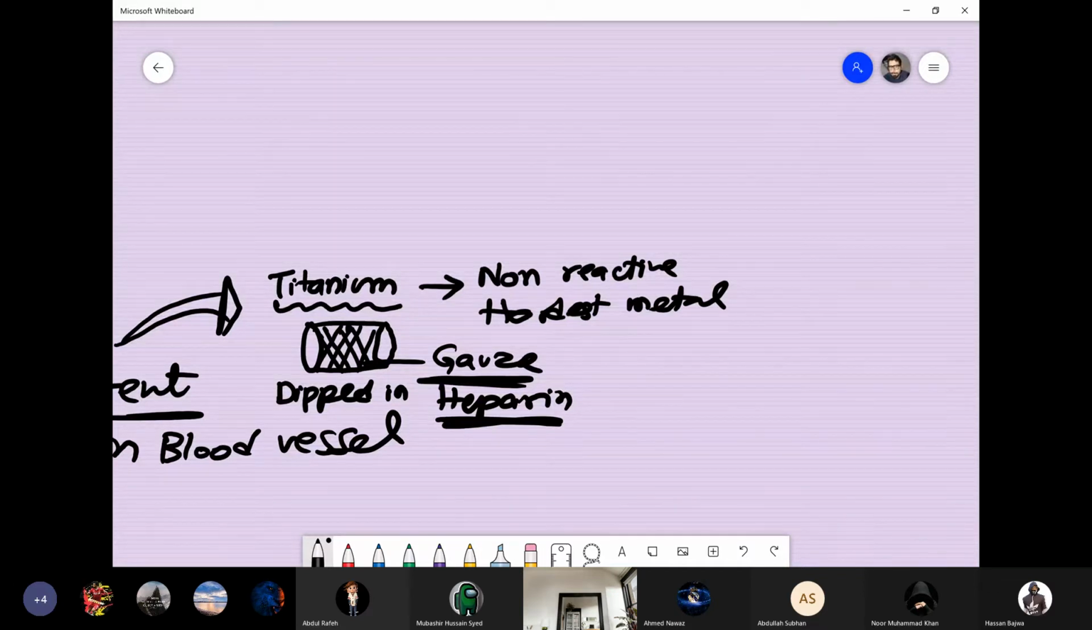Yes, boys. No one remembers? Now, I told you that heparin is a hormone that is produced in the liver and it prevents blood clotting.